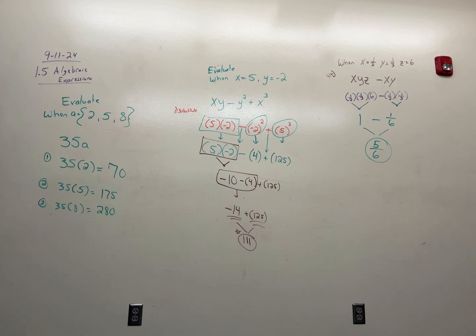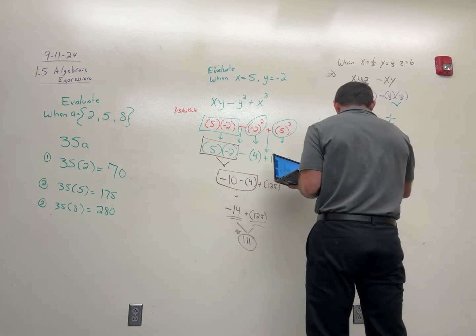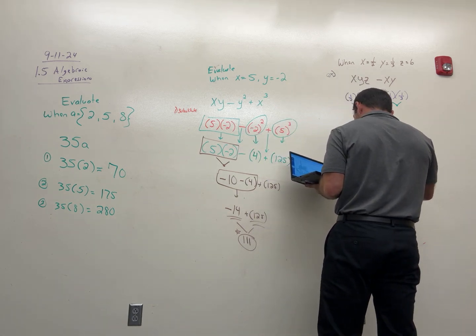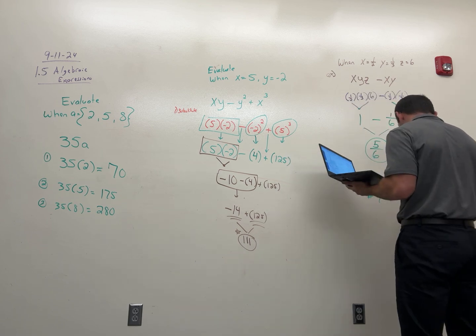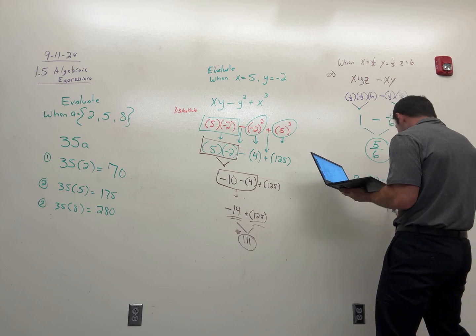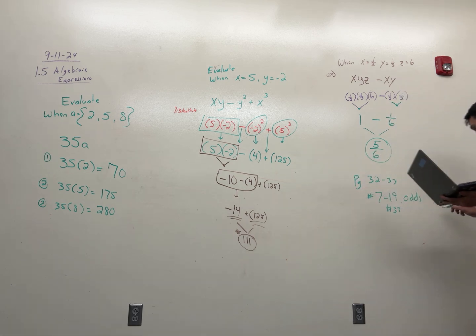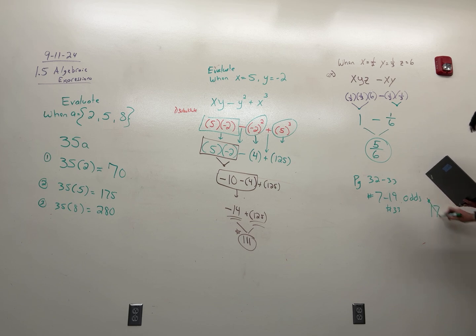Okay, so your homework, which you should start working on now, it's like 7 problems. You guys got this. You are doing page 32 and 33, numbers 7 through 19 odds, and number 33. Now listen, number 17, you're not doing. So you're doing 7, 9, 11, 13, 15, 19, and 33. Don't do number 17.